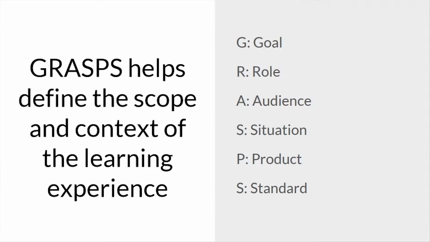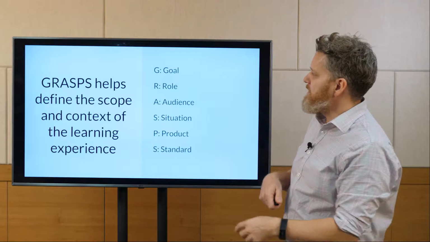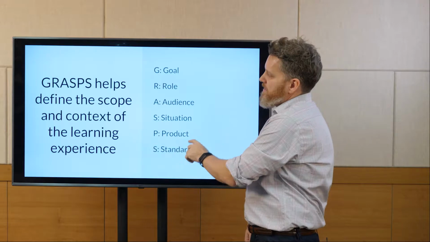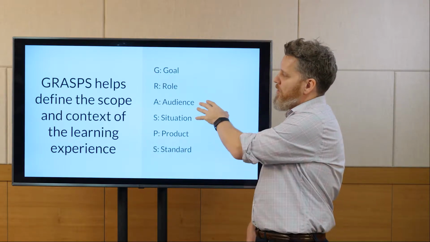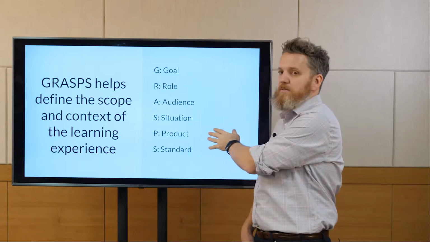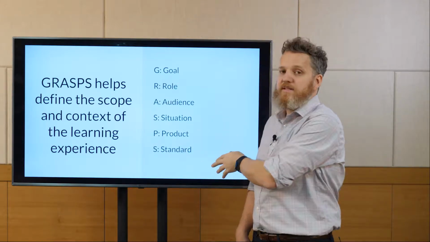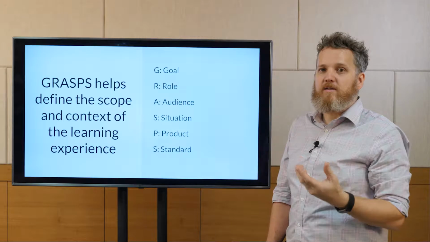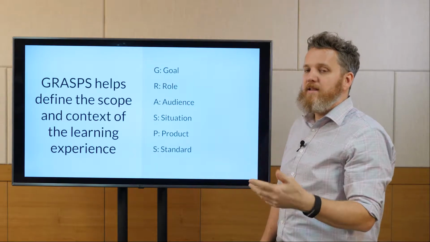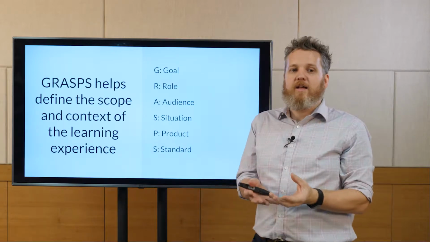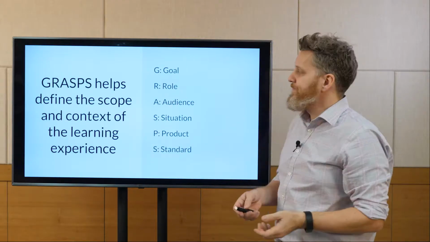So this model, GRASPS, is organized around these six sections: the goal, the role, the audience, the situation, the product, and the standard. We're going to take a look now at what each of those pieces means, and then we'll look at how they all come together to create a unit of inquiry.